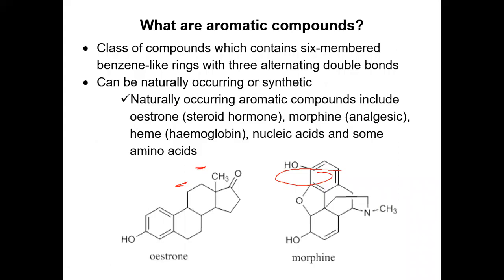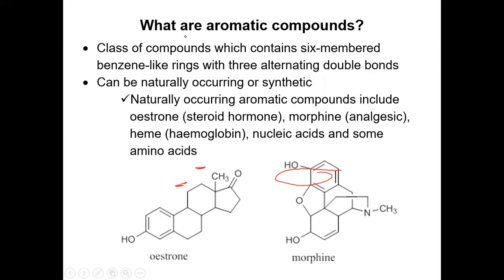Okay, so what are aromatic compounds? Now, this is a basic definition. We'll have another definition which is quite extensive. So we are saying that they are a class of compound which contain a 6-membered benzene-like ring with few alternating double bonds. So this is a basic definition, as I mentioned, right?